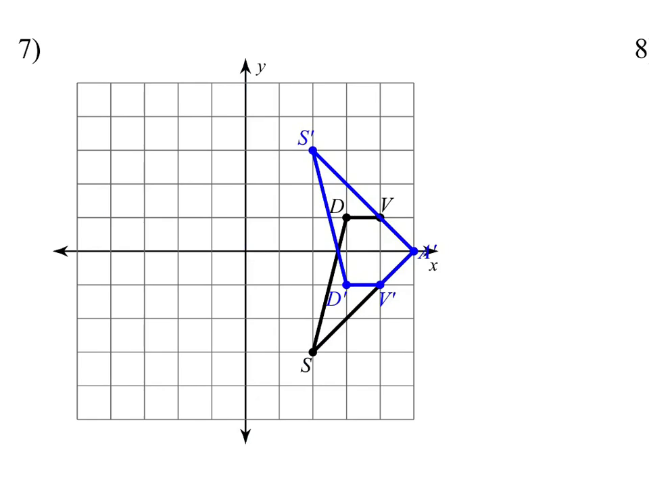And on the next section, it shows you a reflection, and you need to write down what it is. This one's pretty easy to tell, but in case you've forgotten, the primes mean it's the transformed version, and the one without primes is the original one. So S went from down here and went up here, and that's reflecting over this line here, which we call the x-axis. So I'm going to put, it's a reflection over the x-axis.